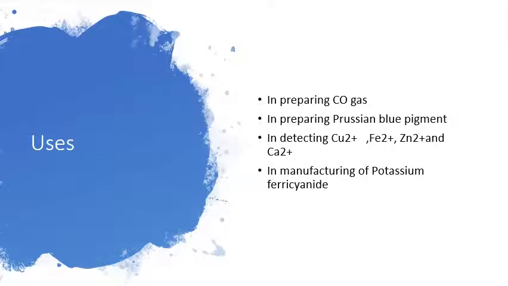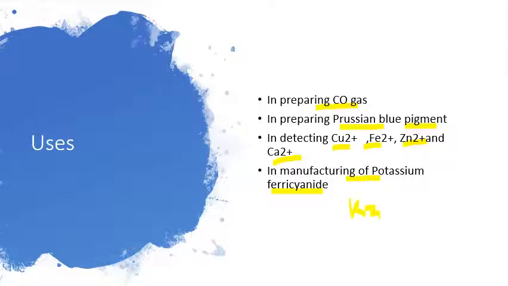The uses of potassium hexacyanoferrate: in preparing carbon monoxide gas, in preparing the Prussian blue pigment, in detecting copper, iron, zinc and calcium inorganic radicals, and in the manufacturing of potassium ferricyanide, that is K3[Fe(CN)6].